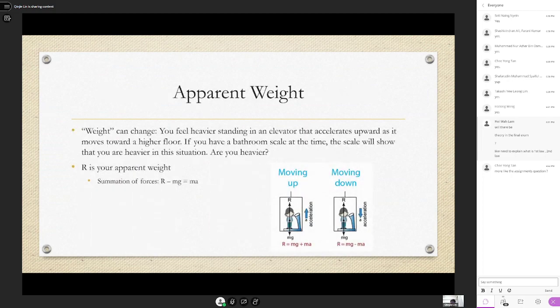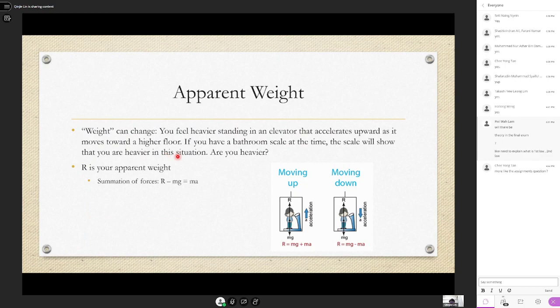Then there's also this thing called the apparent weight. Same as the previous example, it is also in a lift. Sometimes you feel that your weight can change, right? You feel heavier standing in an elevator that accelerates upward and moves towards a higher floor. If you have a bathroom scale at the time, the scale will show that you are heavier.